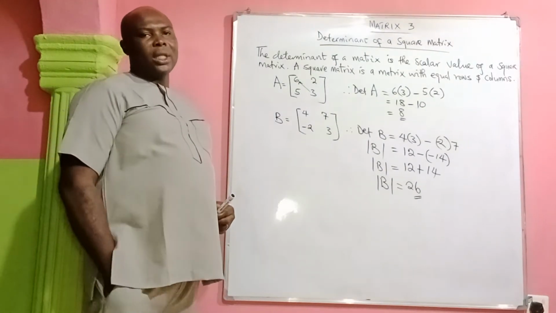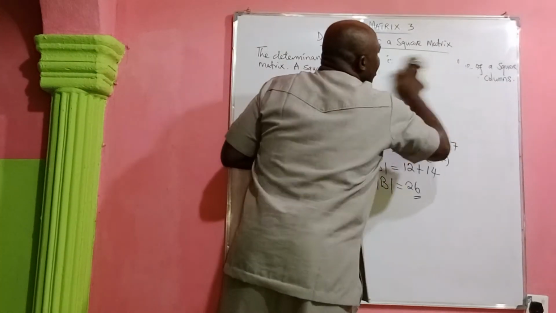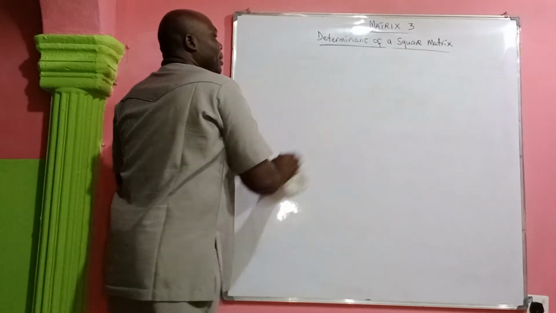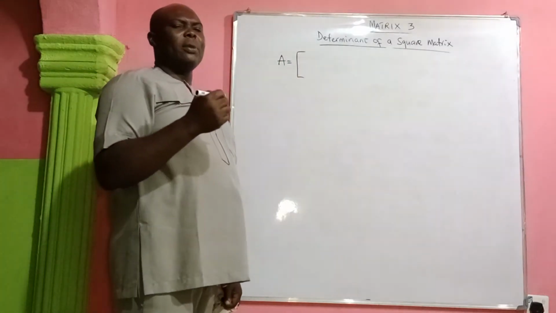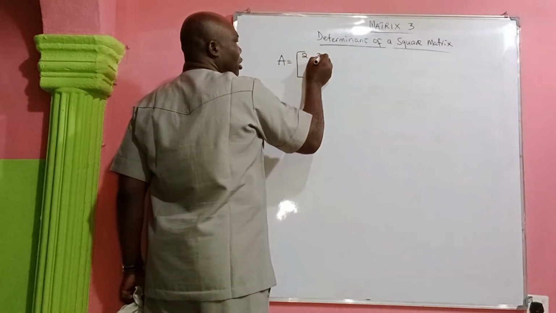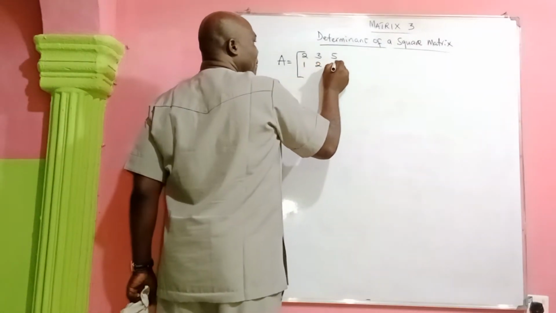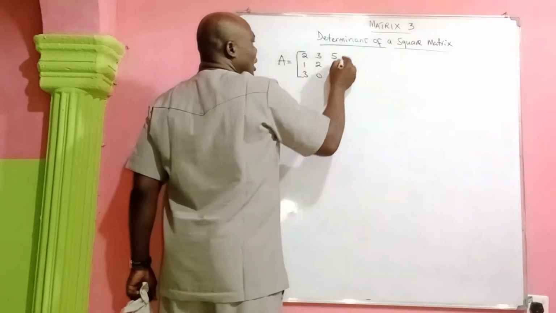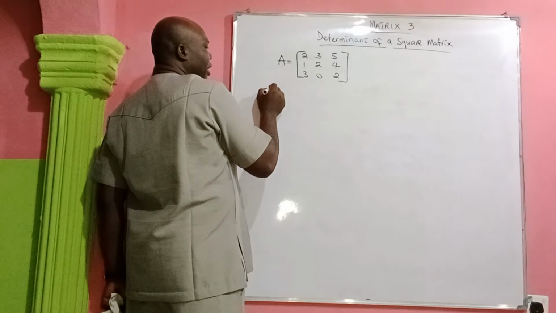So we are going to go straight to 3 by 3 matrix. Now, assuming we are given a 3 by 3 matrix, say A, with the values, let's say 2, 3, 5, then 1, 2, 4, and then 3, 0, 2. That's a 3 by 3 matrix. It has 3 rows and 3 columns. And we are asked to find the determinant of A.